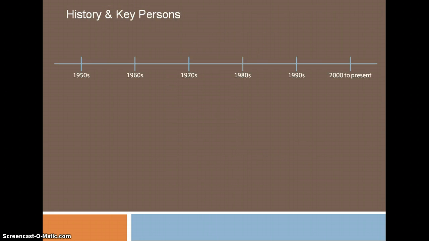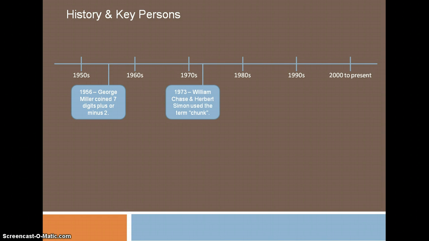The history and key persons of the cognitive load theory. Before the cognitive load theory, George Miller in 1956 coined the phrase 7 digits plus or minus 2. This refers to the human's ability to remember approximately 7 digits of new information at any given time. From this, William Chase and Herbert Simon in 1973 used the term chunk. This was the idea that information could be grouped in smaller bits and pieces.